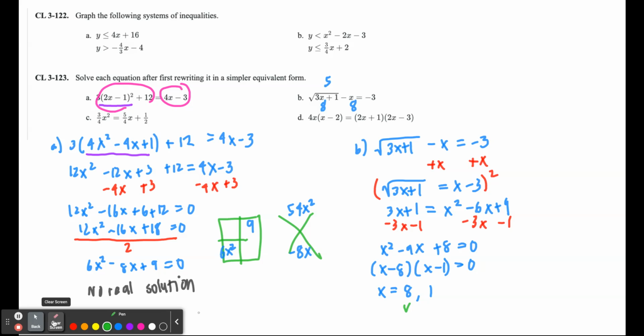And then now we want to plug in 1. So we'll get 3 times 1 plus 1 is the square root of 4, which is 2, minus 1. That does not equal negative 3. So this one does not work. So our only answer is x equals 8.